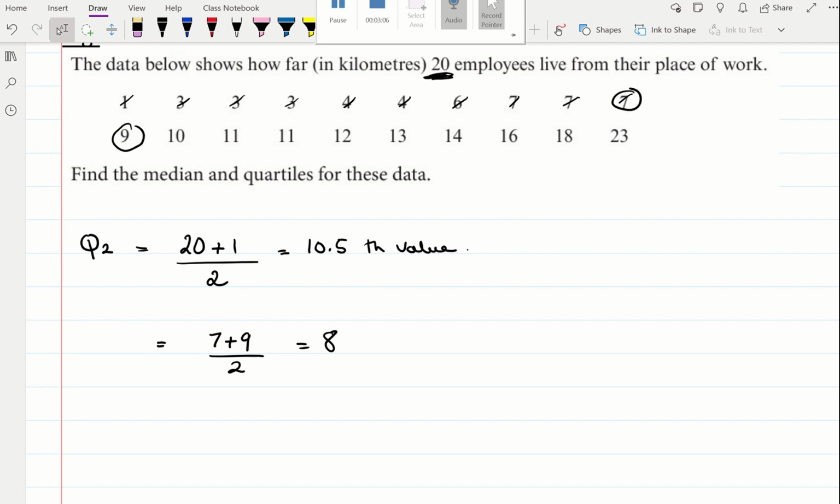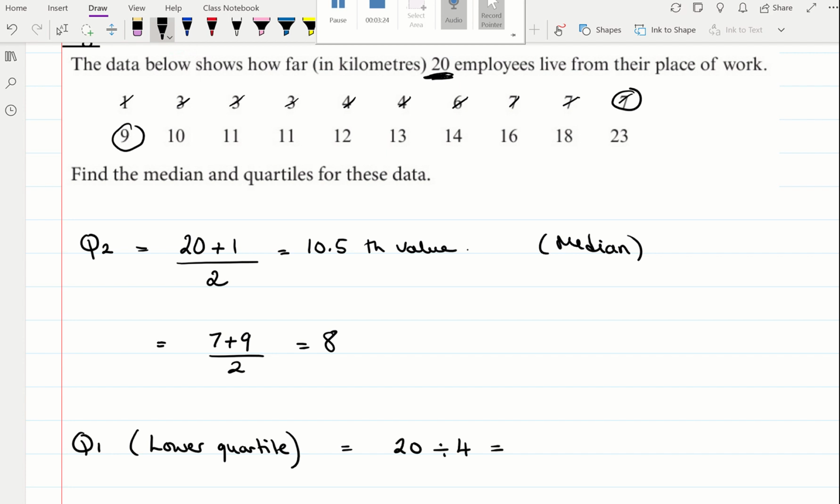The lower quartile, that's the median, the lower quartile is 20 divided by 4. I didn't add 1 like I do with the median. So 20 divided by 4 gives me 5. That's a whole number. So it's going to be between the 5th and the 6th values. If it's a whole number, I know it's going to be between the 5th and the 6th.